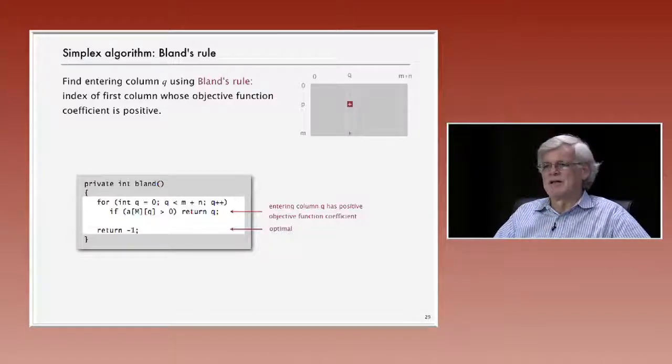So it's the first one that's positive. There's a lot of them positive. It always returns the first one. And if it can't find one, then it's optimal. We can stop. So that's the entering column.